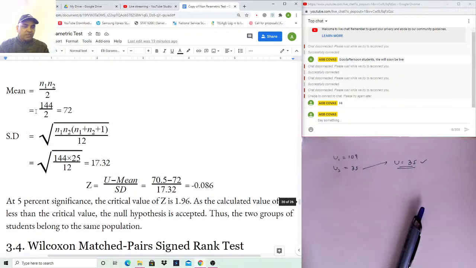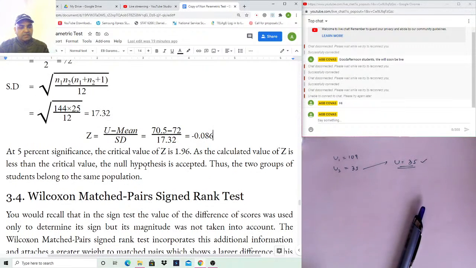Once you have U, then you will calculate the mean like this, 72, the standard deviation like this, and then z can be calculated like this. And at the 5% level of significance, you have to apply the z test, and accordingly you can either reject or accept the null hypothesis. So this is the Mann-Whitney U test for two sample tests.